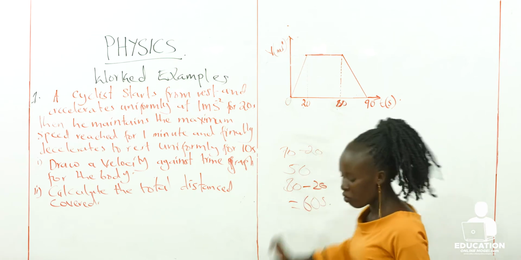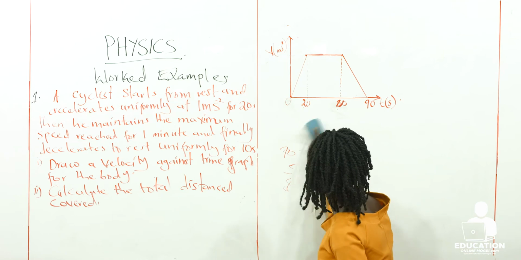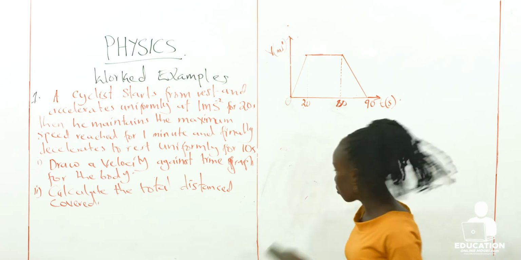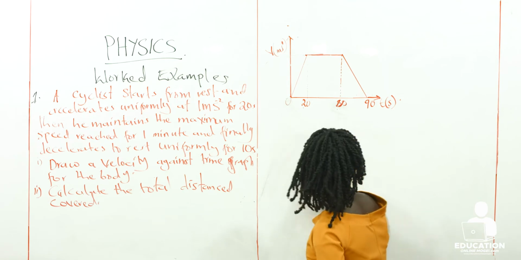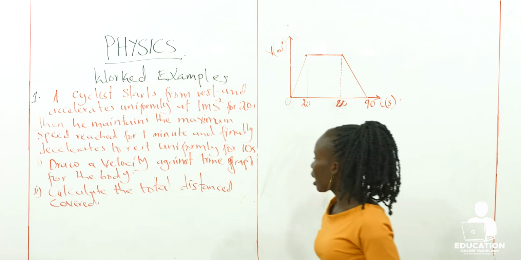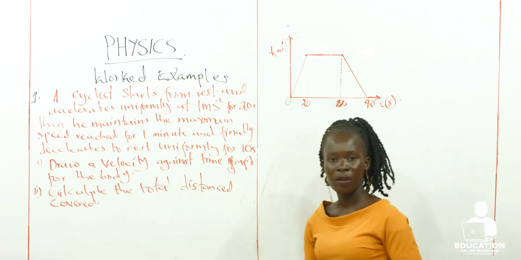So it's the matter of you knowing the time taken for the body to move from one point to another, at what velocity. Was it uniform, was it non-uniform velocity? If you get to know that, then it becomes simple. So what do they want again from us? They want us to calculate the total distance covered by the body.